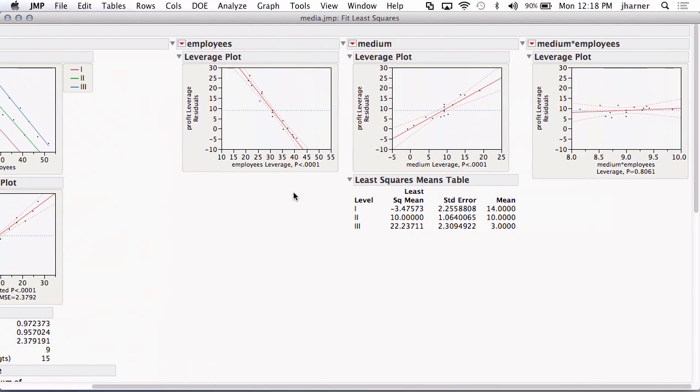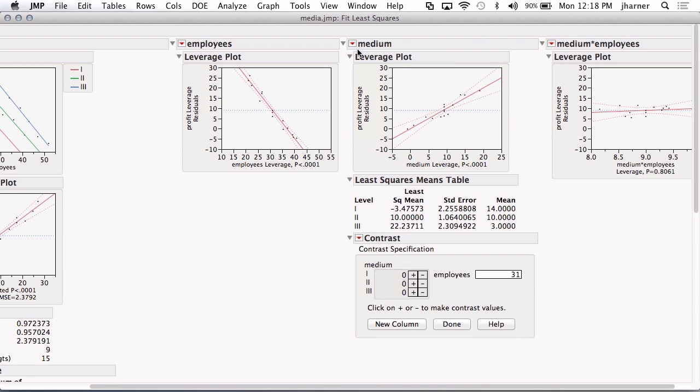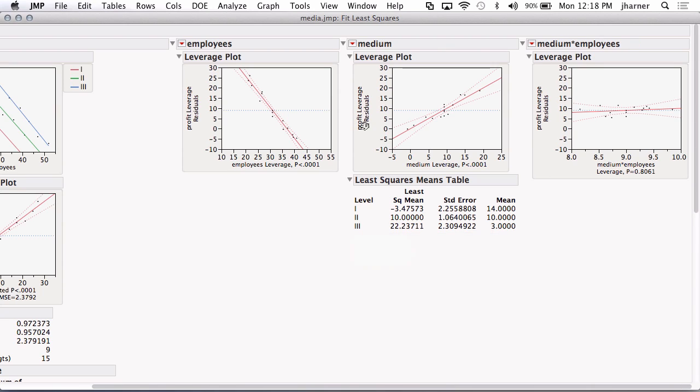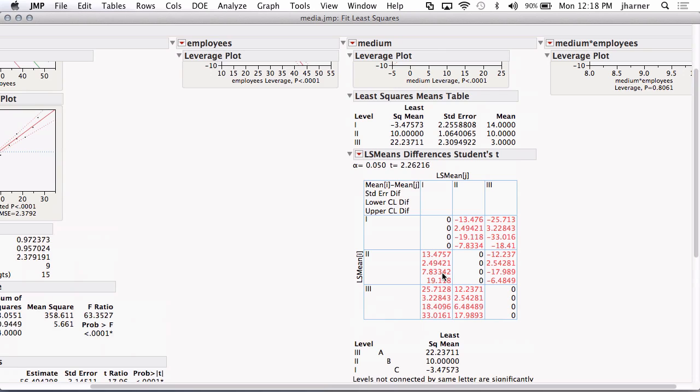Now, again, this is the, let me see. That's not what I meant to do. This, yeah. So here I'm doing contrast, assuming that the means are not the same.